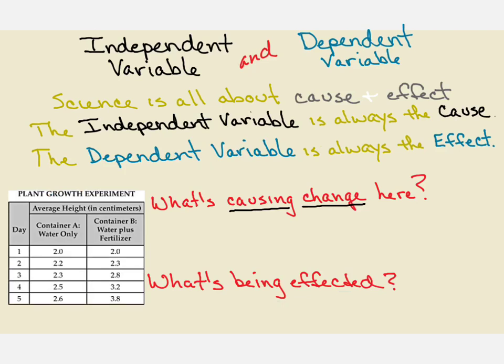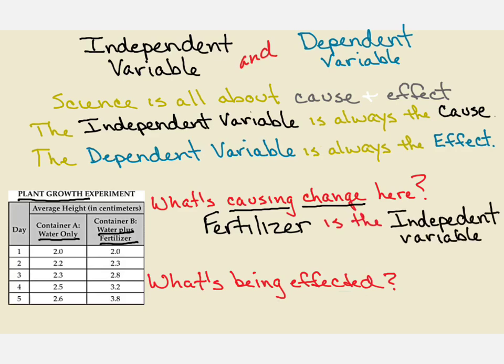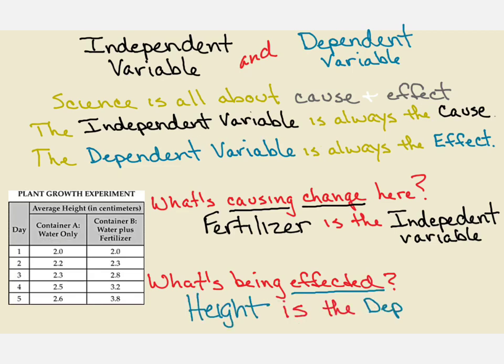What about the plant growth experiment when we have containers over different days and we're changing the fertilizer? What do we think is going to be causing change in this experiment? The fertilizer we think is going to cause some change. So that's the independent variable. What do we think is going to be affected by this fertilizer? Plant growth, right? So growth is our dependent variable.